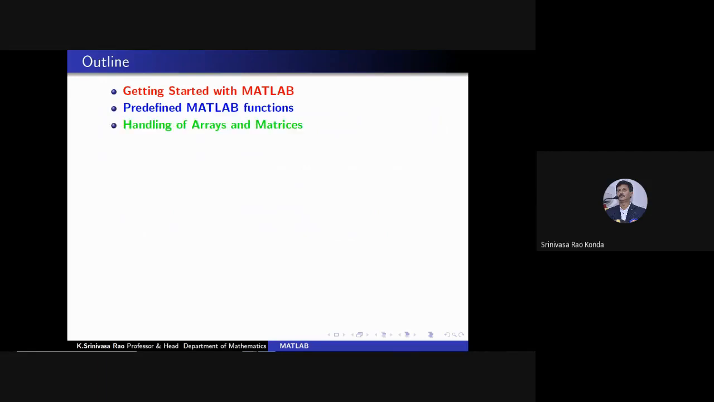In this certification course on MATLAB and LaTeX, I would like to cover getting started with MATLAB, predefined MATLAB functions, handling of arrays and matrices, concepts of linear algebra, 2D, 3D plotting, and a very important concept, MATLAB programming.